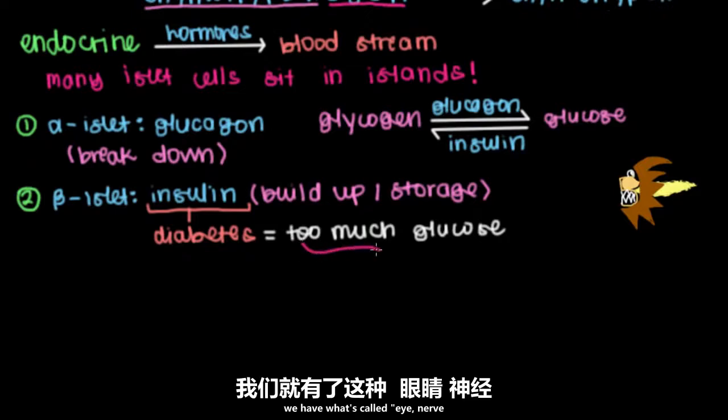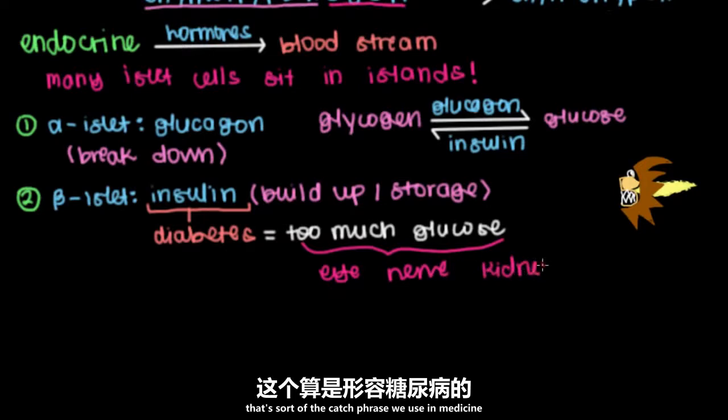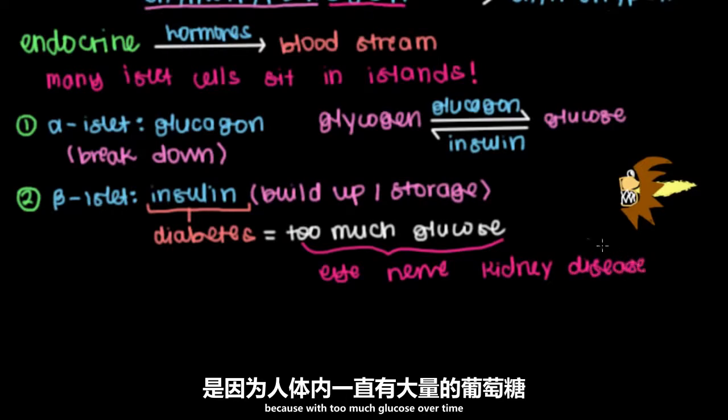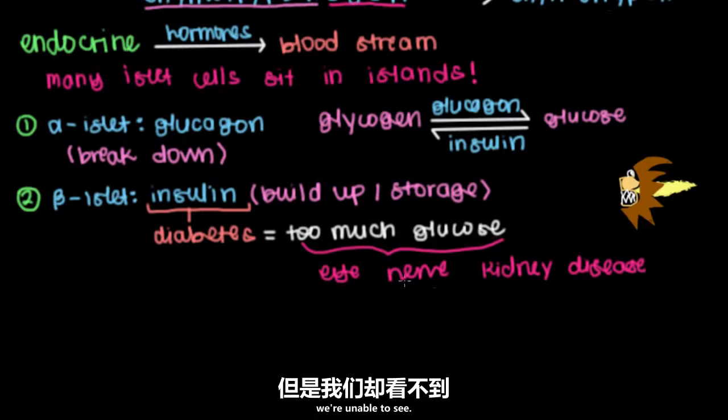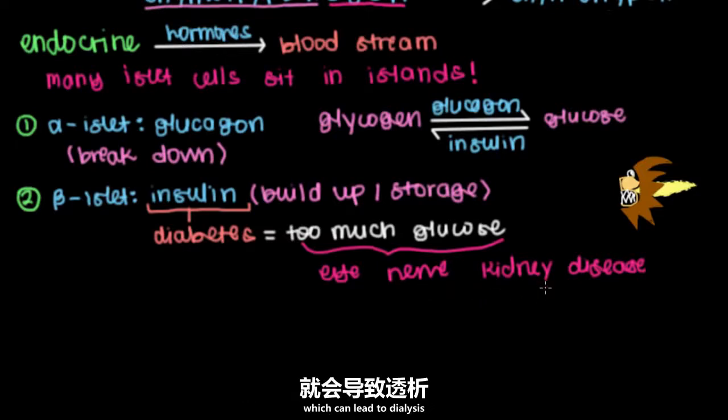And because of that, we have what's called eye, nerve, and kidney disease. That's sort of the catchphrase we use in medicine to describe diabetes. It's eye, nerve, and kidney disease, because with too much glucose over time, we're unable to see. The nerves, most commonly in our feet, are not able to sense pricks or damage that occurs there, and eventually that could cause amputation. And our kidneys stop working over time, which could lead to dialysis, and that causes early death. And in addition to these three, glucose goes all over the body and causes a whole bunch of other things like earlier onset heart attack and other types of complications.